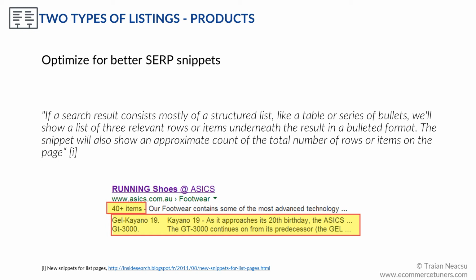If a search result consists mostly of a structured list, like a table or series of bullets, we will show a list of 3 relevant rows or items underneath the results in a bulleted format. The snippet will also show an approximate count of the total number of rows or items on the page. For example, 40 plus items, as in this screenshot.